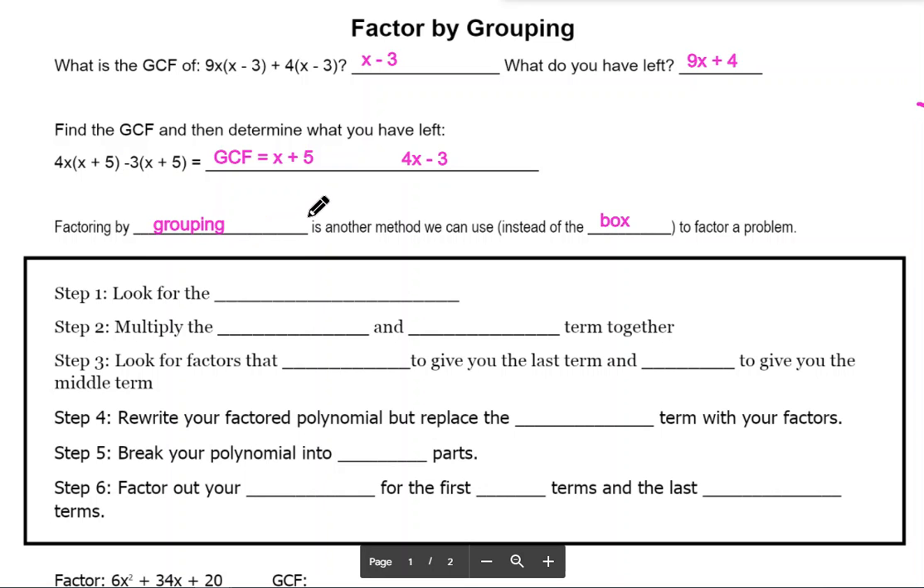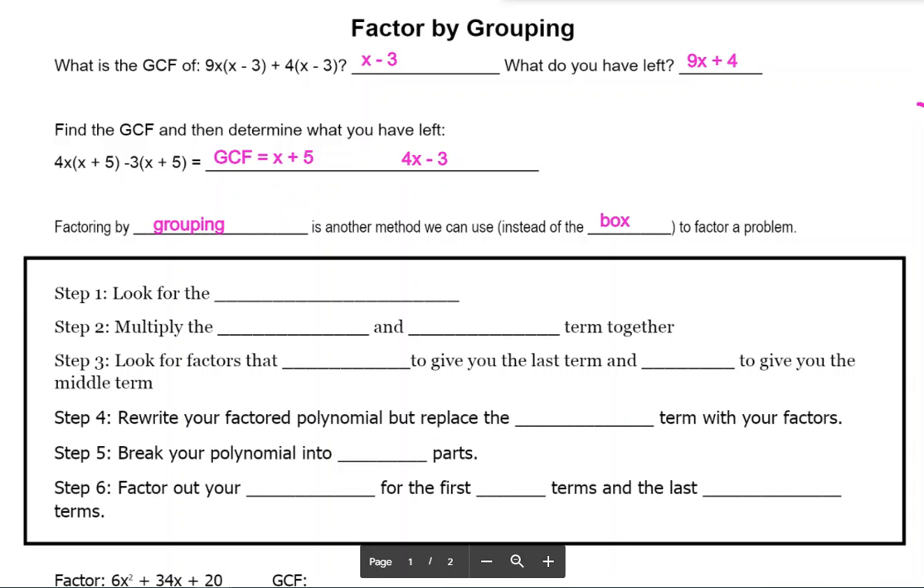All right, so this is kind of what factoring by grouping is going to look like, right? And we're going to show you how to do that. And that's another way of factoring. Before we were doing the box method, right? And the box method works great, but not everybody loves it. There's multiple ways to skin a cat, right? So this is another method you can use when you're factoring polynomials.